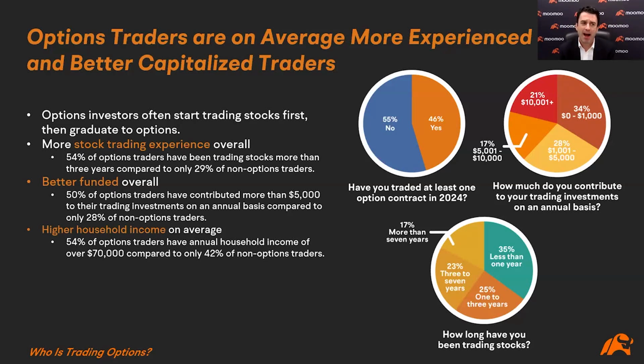We also saw they have higher household income. On average, 54% have annual household incomes over $70,000 a year, compared to only 42% of those non-options traders.